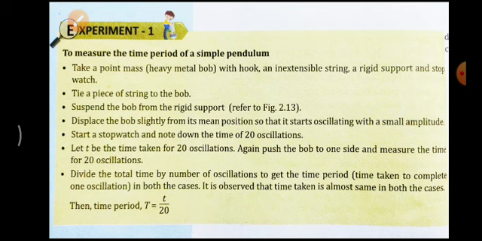Again push the bob to one end and measure the time for 20 oscillations. We have to repeat this experiment. Then divide the total time by the number of oscillations to get the time period.